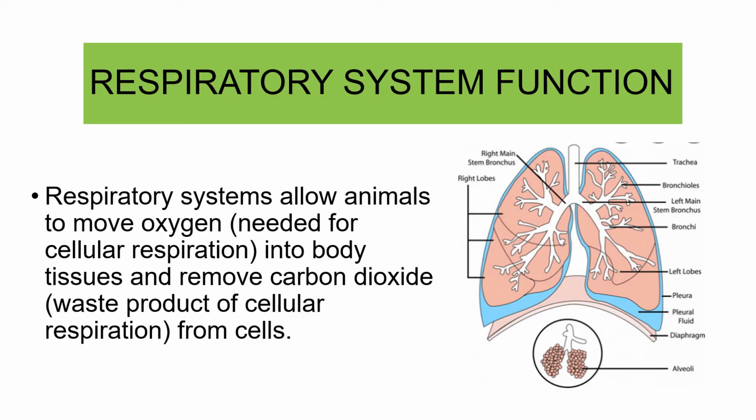Now what does the respiratory system do? It allows animals to move oxygen needed for cellular respiration into body tissues and remove carbon dioxide, which is a waste product of cellular respiration, from the cells.